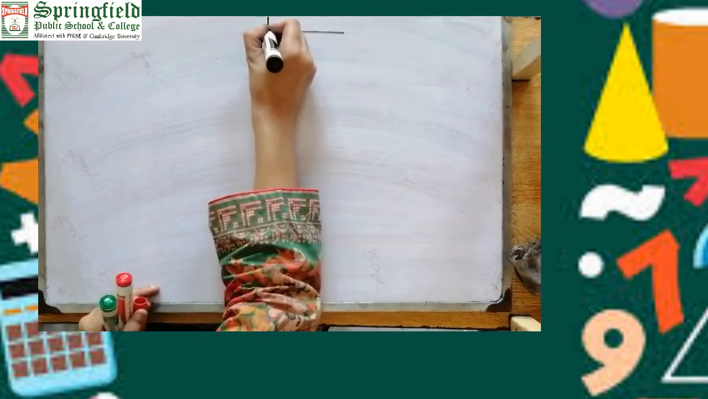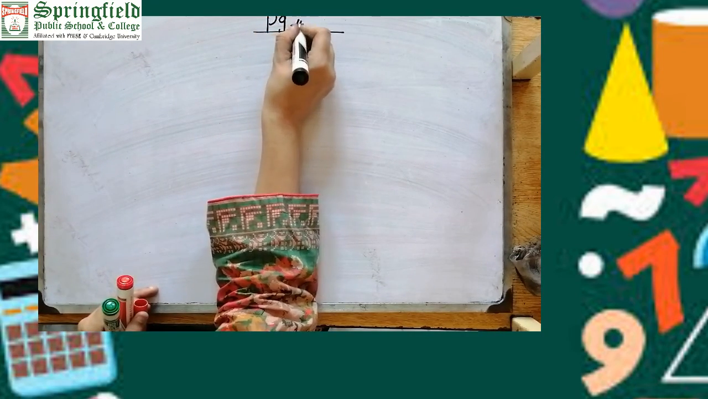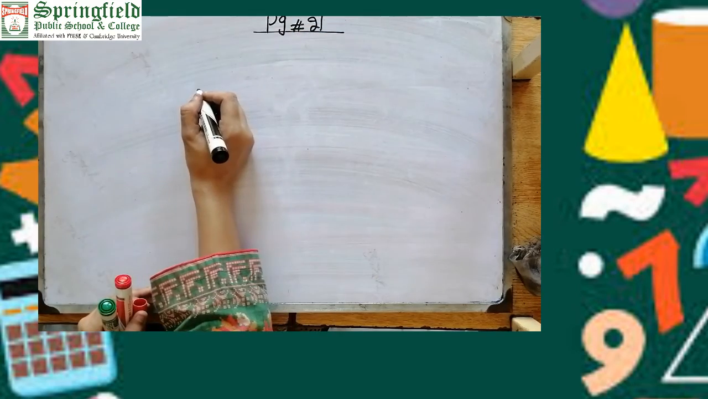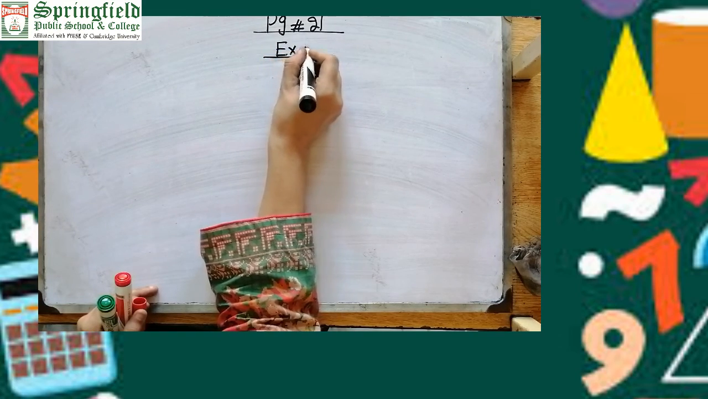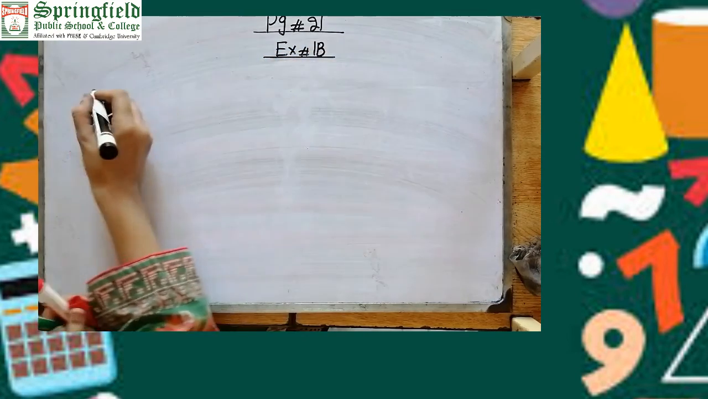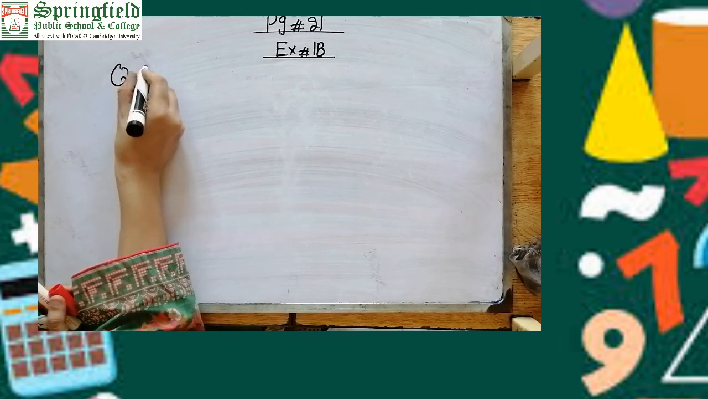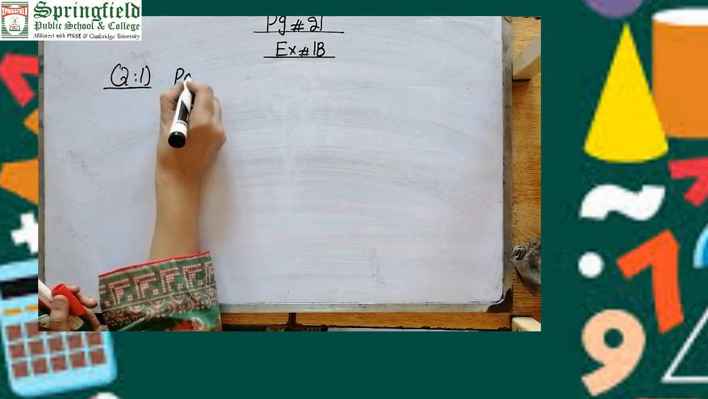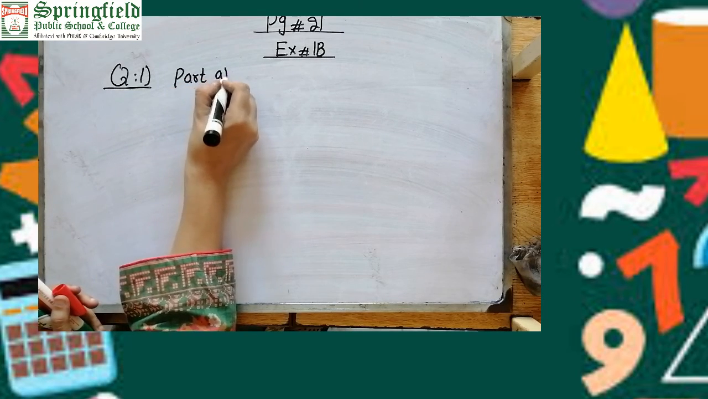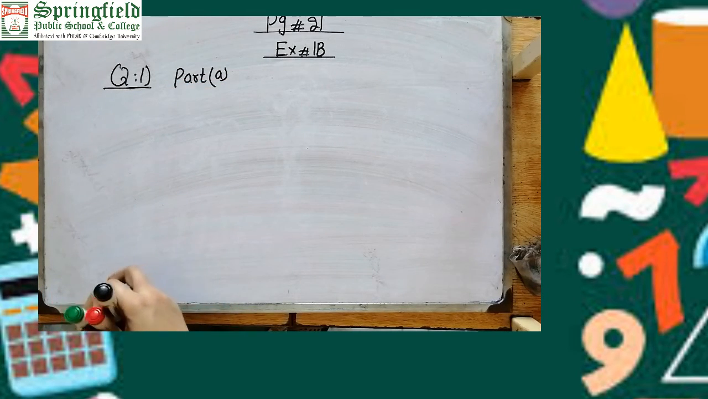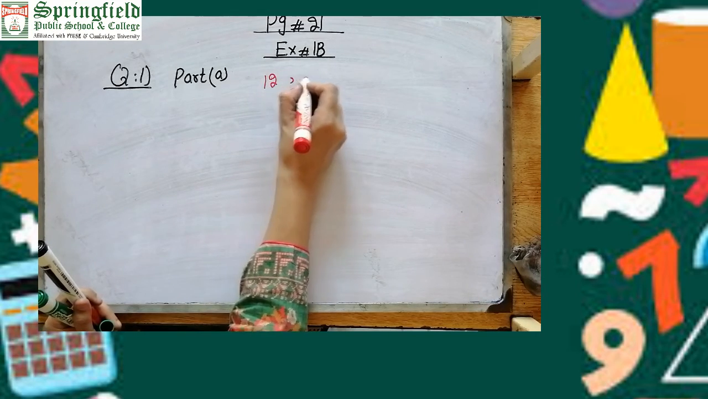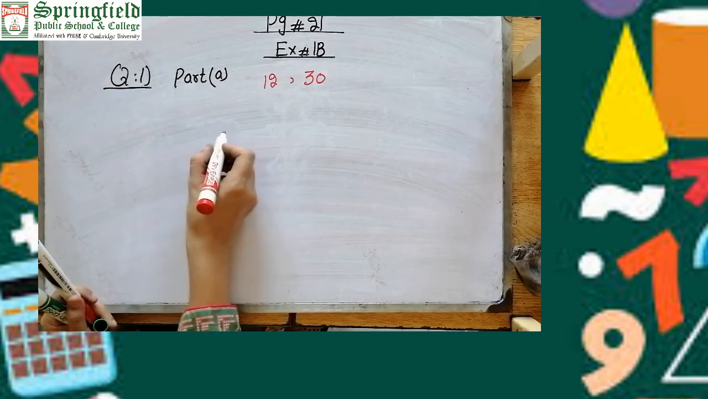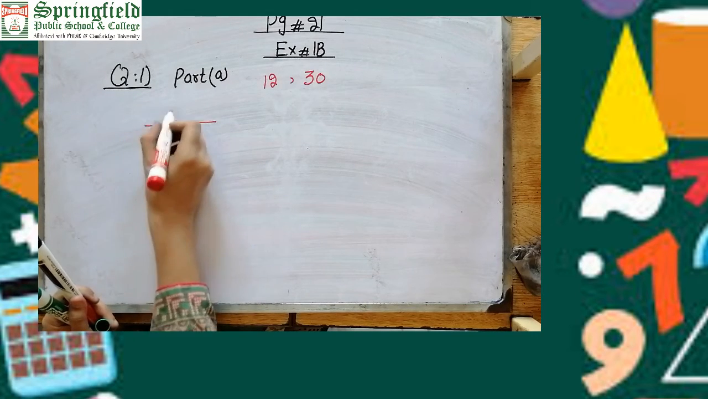Page number 21, exercise 1B, and question number 1 and part A. And part A is highest common factor. This means HCF. They are asking about the HCF, and the numbers are 12 and 30. So we will find the factors of 12 and 30 one by one.